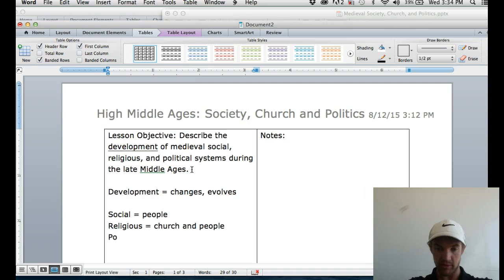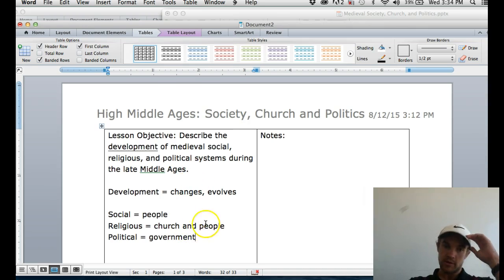And when we talk about political, we're talking about the government. Okay? So systems, church is a system, government is a system, society itself is a system. So basically we're looking at society, the church, and the politics of the Middle Ages, and describing how they change during that time period. I am going to go back to your lecture and we are going to begin.